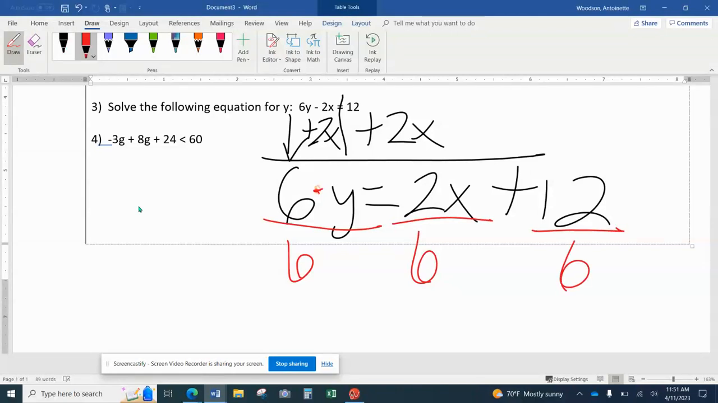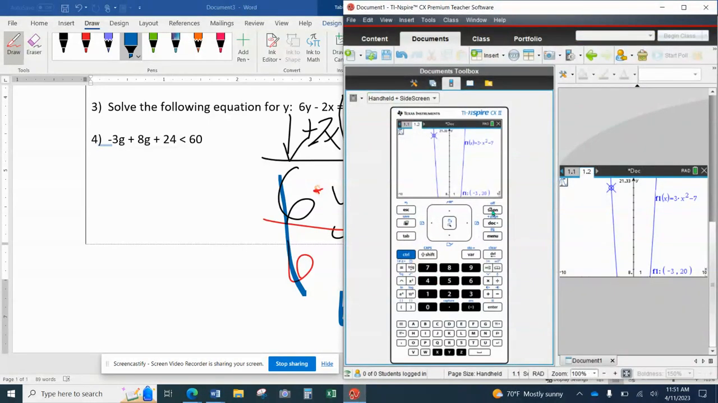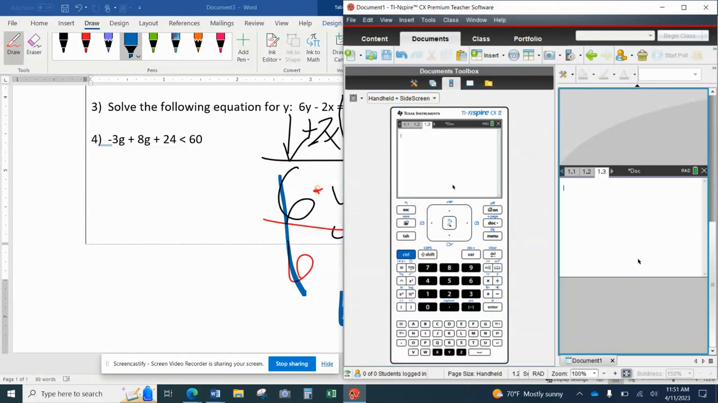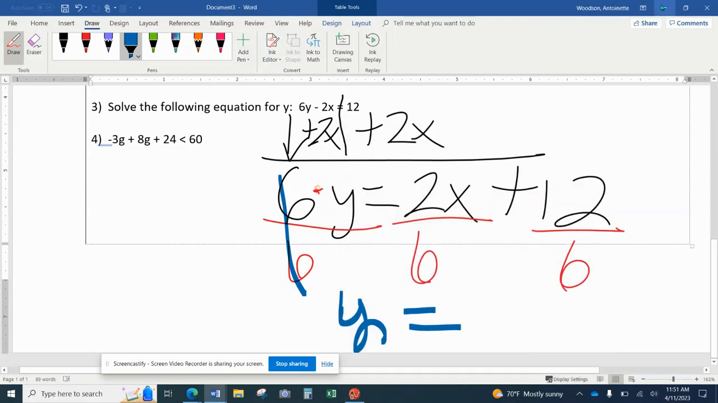Okay, if I'm writing it up here, you should be writing it on your paper if you don't have it already. So these cancel out, and all I have left is y. I'm going to go to my Inspire, press home, press the calculator app, and put in 2 divided by 6, and that gives me 1/3. So this is 1/3 x.